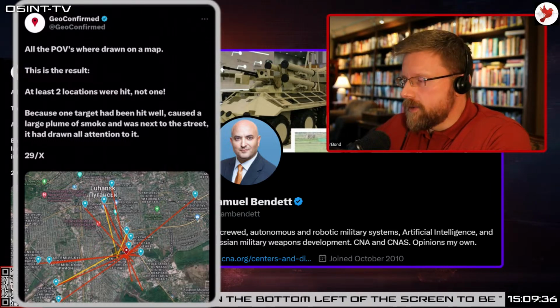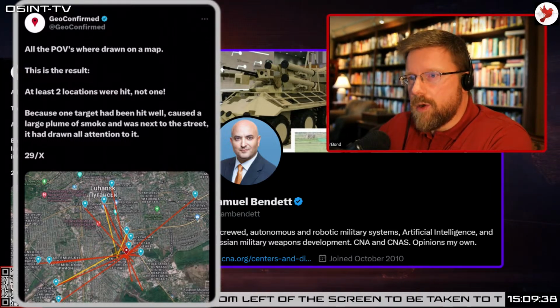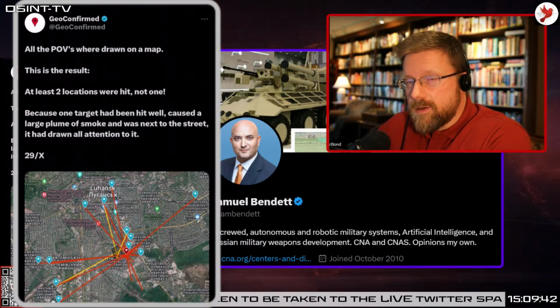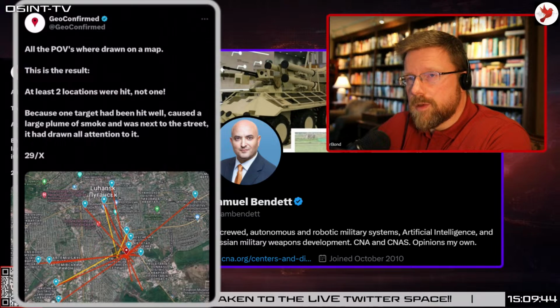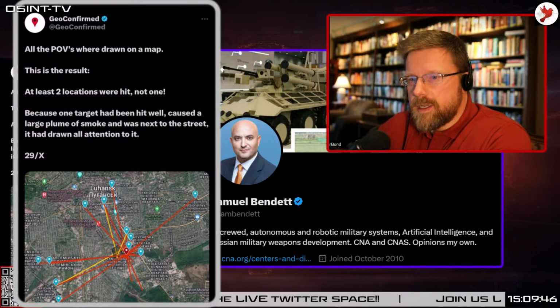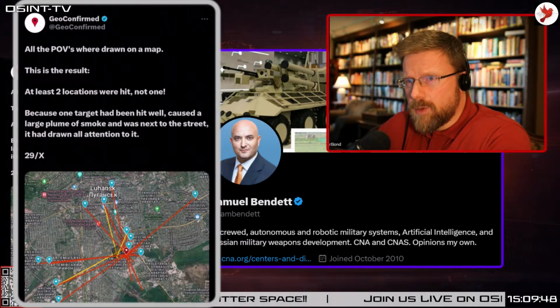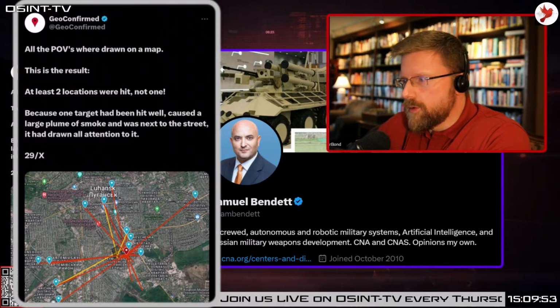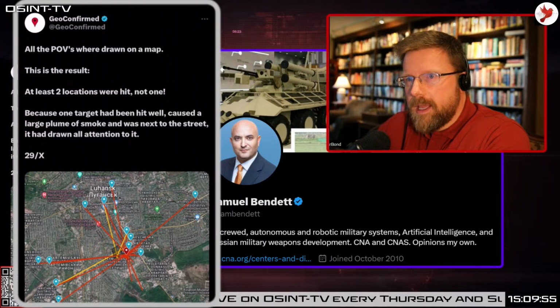But by overlapping it on the map here, they were able to show that no, in fact, there were two different strikes because the footage was focused on two different locations. So I thought that was a particularly interesting example of OSINT from the last couple of days, and obviously GeoConfirmed is one of the best at it.